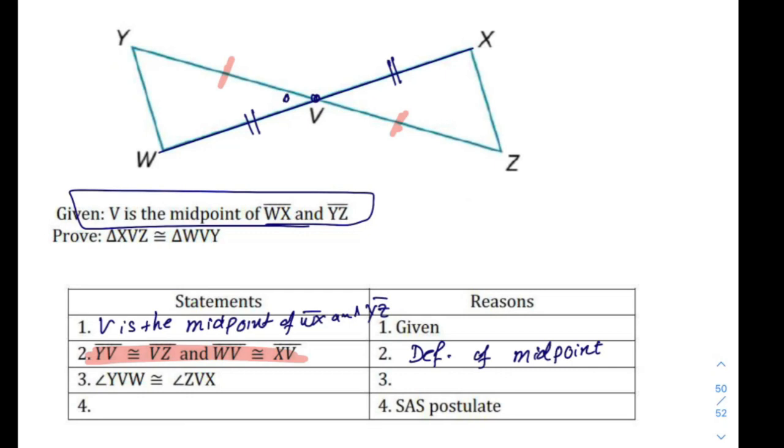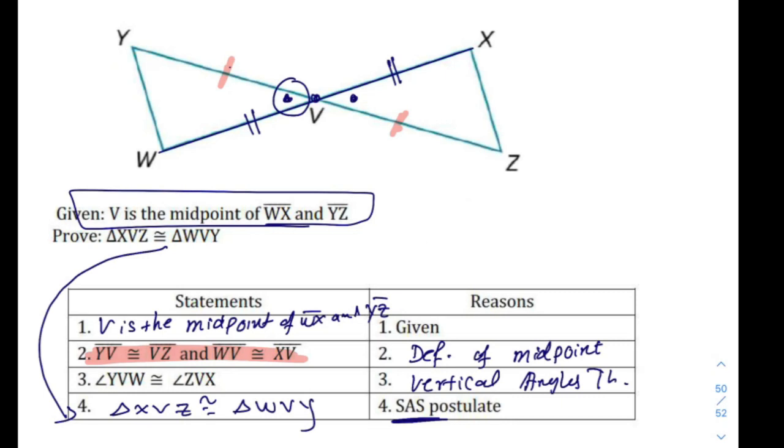We know also that this angle is congruent to that, and that's why angle YVW is congruent to ZVX, because they are vertical angles. So, vertical angles theorem. So we have side, angle, side, one after the other. That means the triangles are congruent by side, angle, side, and we will copy the needed statement, which is that one. Last one, just copy.